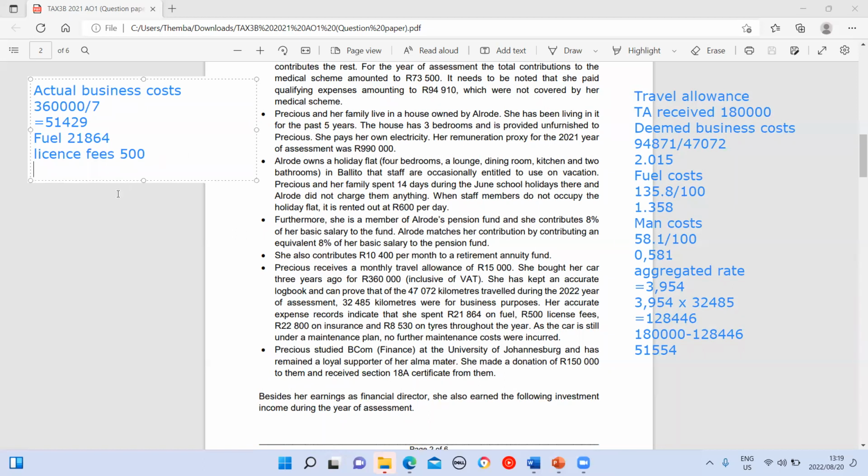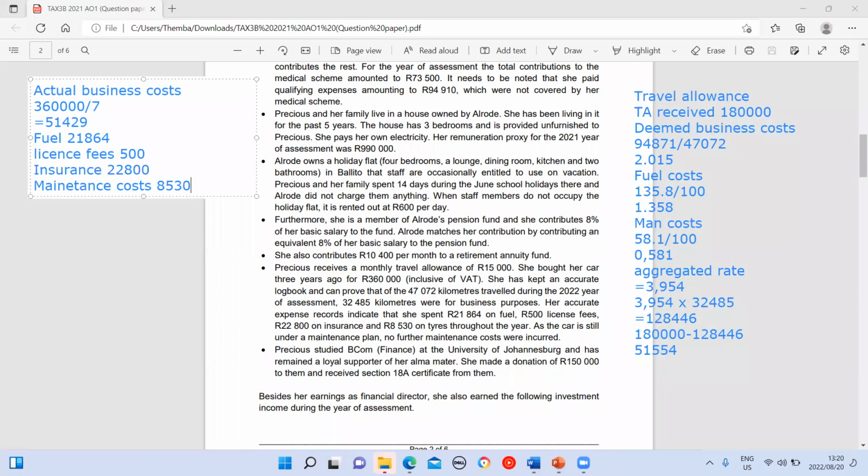So after, you'll have your insurance, which will be 22,800. And then you'll have your tires, which are the principle that I told you about, where you look at the substance of what they are. Replacing tires is like maintenance of the car. So the tires are actually maintenance costs. Although they said that no further maintenance costs were incurred in the scenario, these tires are in substance maintenance costs, and 8,580.